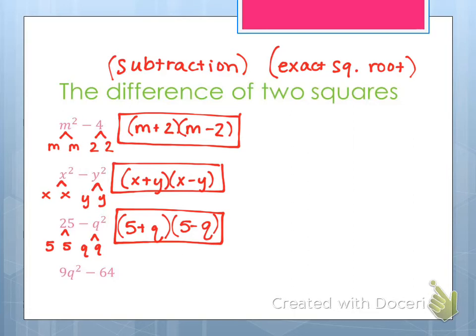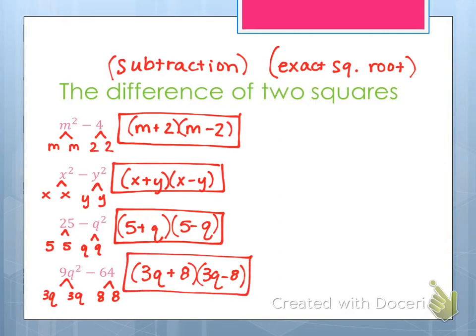And then the last one, what's different about this last one is that first term has a number and a variable. So I just need to ask myself, what's the square root of 9? 3. What's the square root of q squared? Q. So it's 3q and 3q, which are my first terms. And then what's the square root of 64? 8 and 8. Just like that. So then it's going to be 3q plus 8 and 3q minus 8.